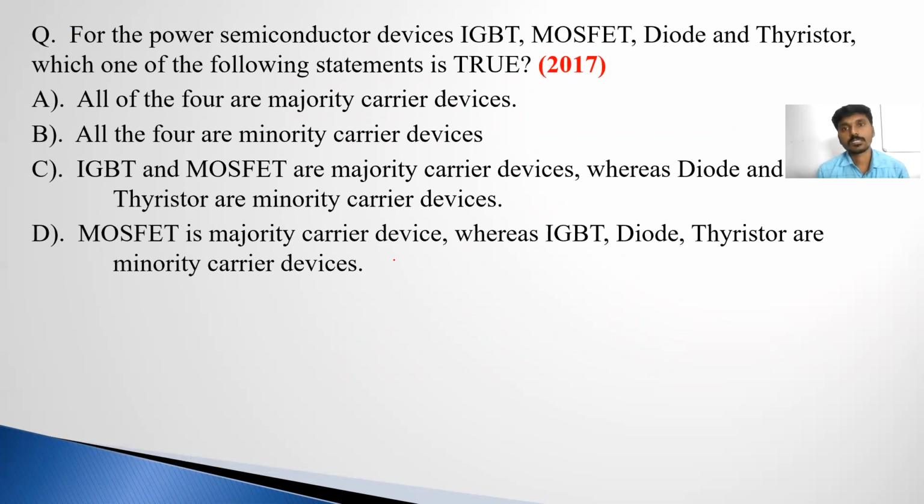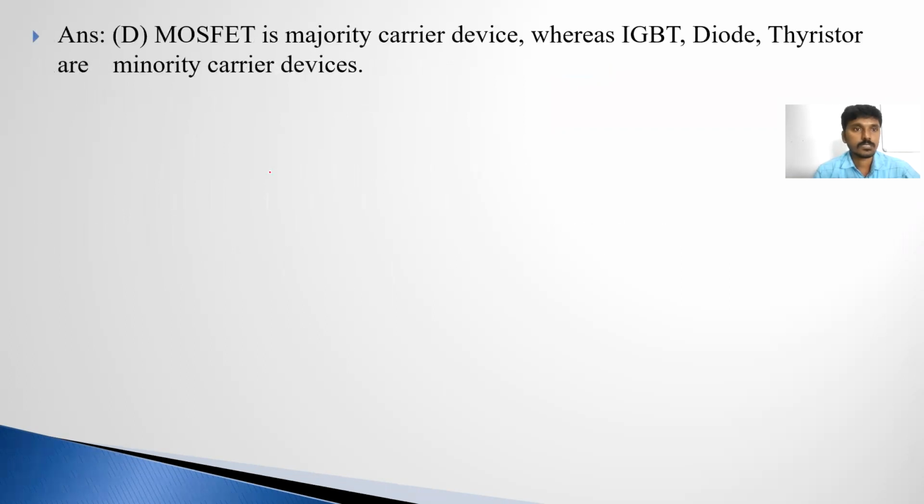For the power semiconductor devices, IGBT, MOSFET, diode and thyristors, which of the following statements is true? All the four are majority carrier devices. All the four are minority carrier devices. IGBT and MOSFET are majority carrier devices, whereas diode and thyristors are minority carrier devices. MOSFET is a majority carrier device and all others are minority carrier devices. Clear? So a little bit of confusion is there, but remember, MOSFET is the majority carrier device and all others are minority carrier devices.